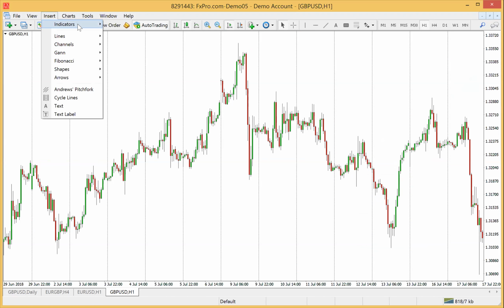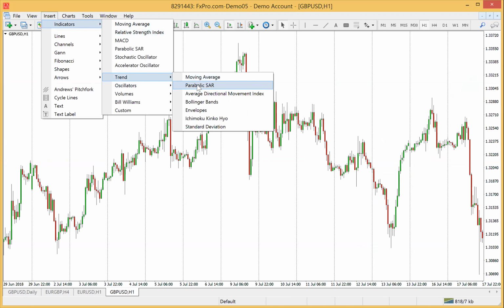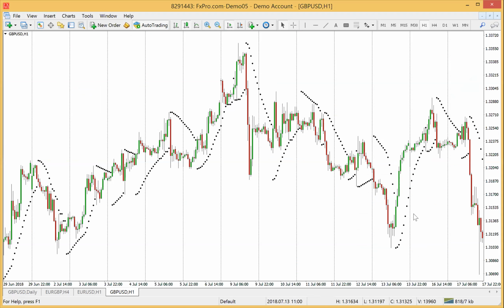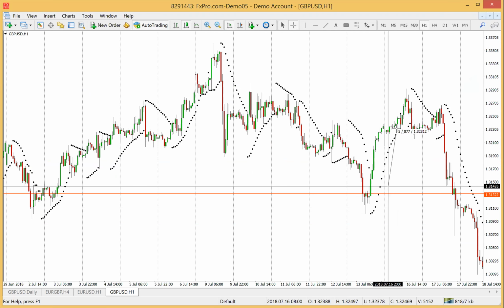Indicators, so insert indicators, trend, parabolic SAR. And the parabolic SAR is these black dots. So how you do that is if you enter at this low here or this pin bar here, essentially you lock in your profit according to these dots. So you move your stop loss accordingly to wherever each dot is, and potentially you could have got 87 pips.